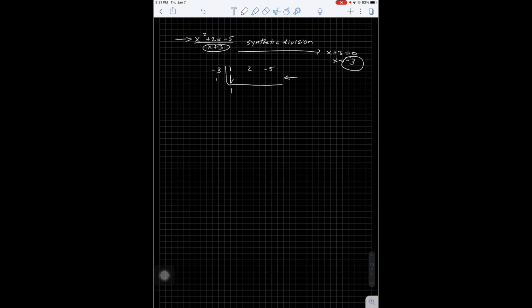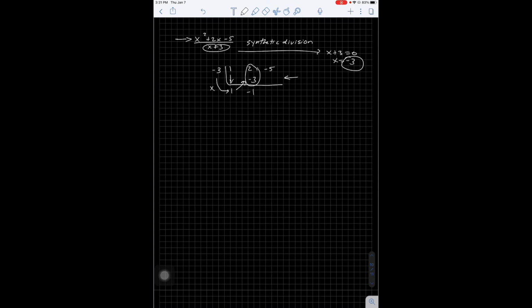Then you're going to take a -3 and multiply it by 1, and you're going to put that answer right here. Then you're going to combine these two numbers in whatever way their signs dictate. So this is going to be a +1 minus 3. So that's going to give you a -1.